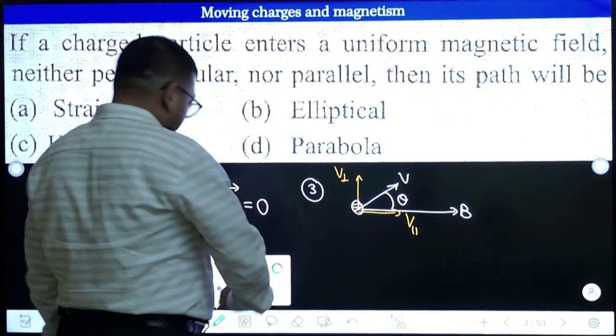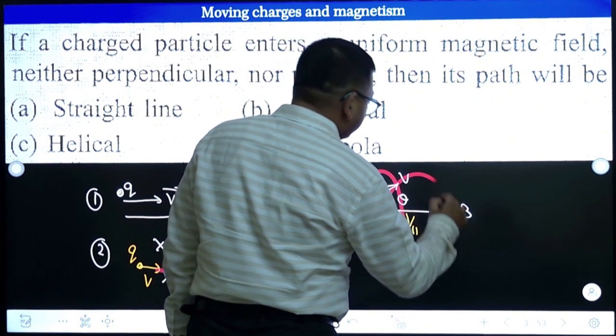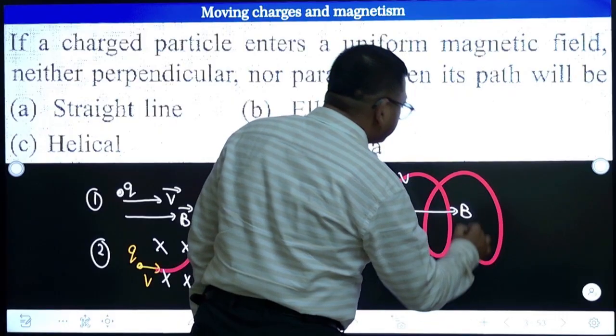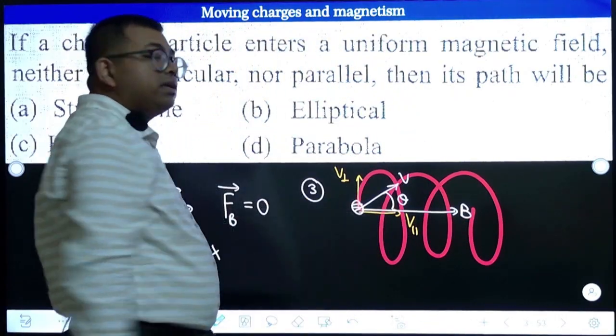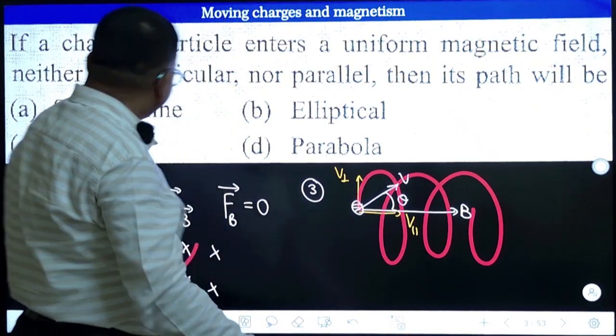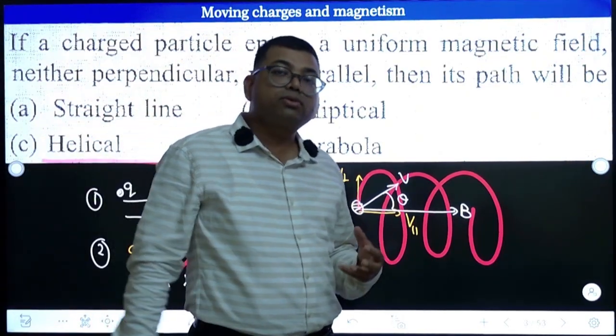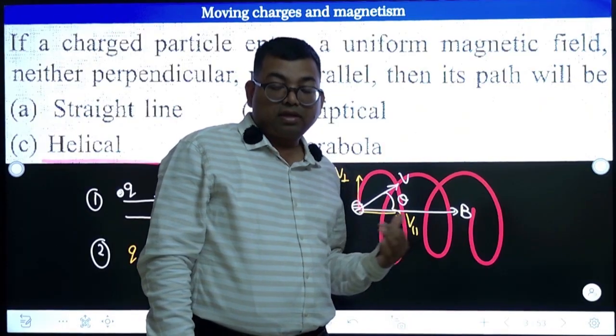So here the path is a helical path. Helical path means it will go like this, then like this, then like this. It is coming out of the plane and going inside. So this is a three-dimensional motion, right? So the path is a helical path, it's a helix, and the helical motion is also a uniform helix. The helix is uniform.